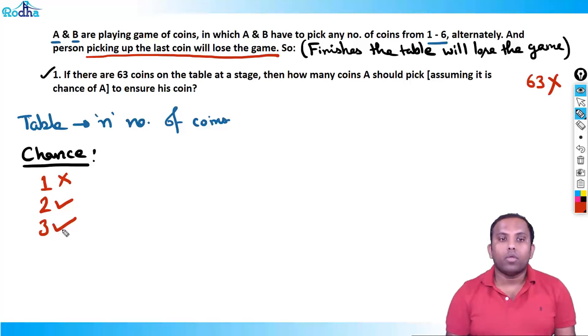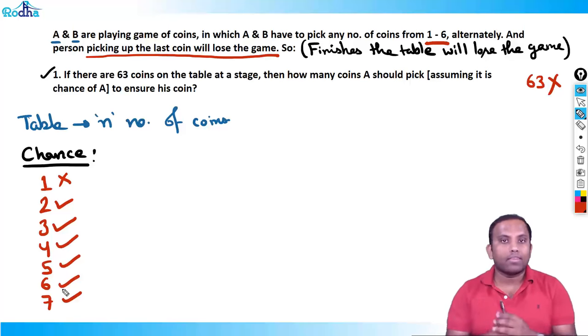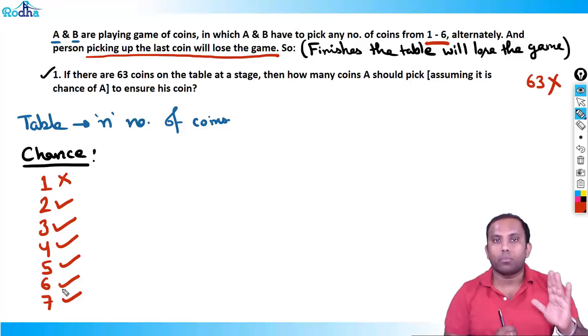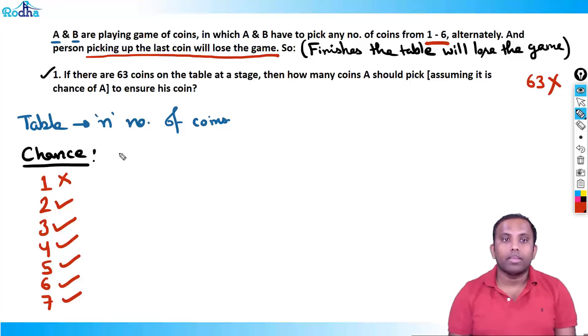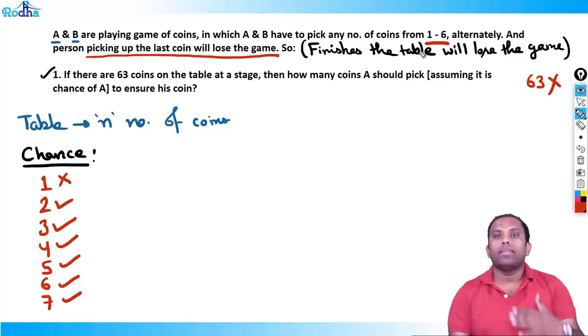So will I want three coins on the table? Yes, I would want. So till what number? Obviously, till seven, because I can pick six at a time. So till seven: four, five, six, seven. All these numbers I would want, because if there are seven coins on the table, I can pick six coins at a time, and the last coin you will have to pick. Okay, fine. So these are my favorable numbers. I want two coins, three coins, till seven coins on the table, because I can pick any number from 1 to 6 and the last coin will be left for you.